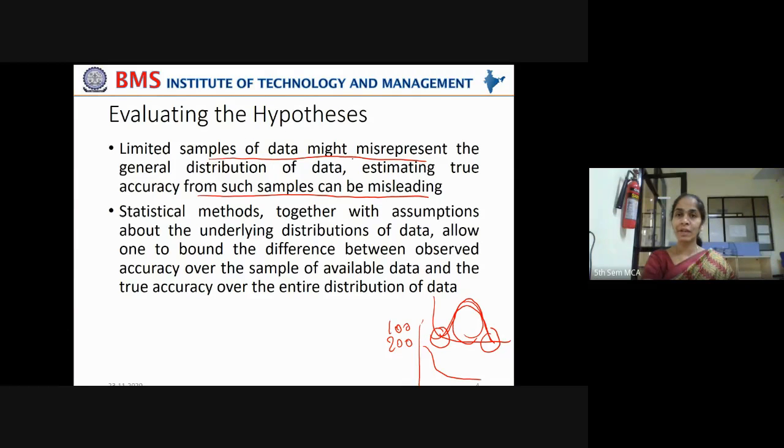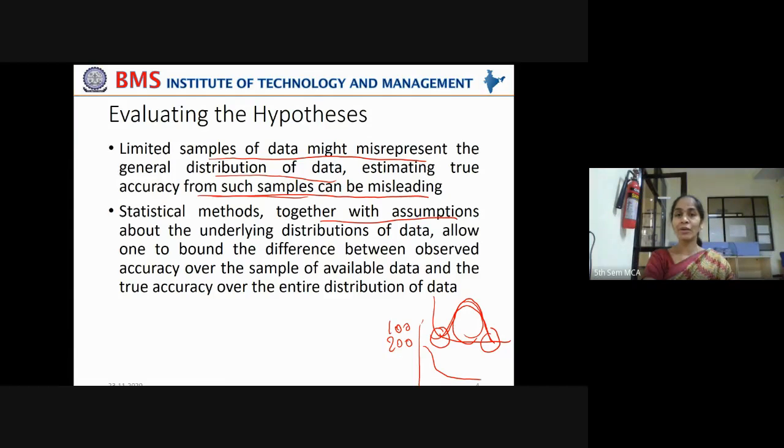So limited samples of data may misrepresent the general distribution of data. You may not have a good representation of the data, and it is difficult to estimate true accuracy from such samples. It may be misleading. Now if you concentrate only on 6 students in your class and formulate a hypothesis about those 6 students, they may not be a good representative sample, which will mislead your experiment results and the statement that you make about the data. Got it?